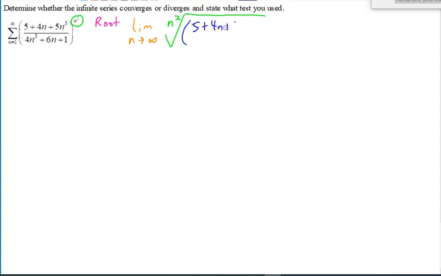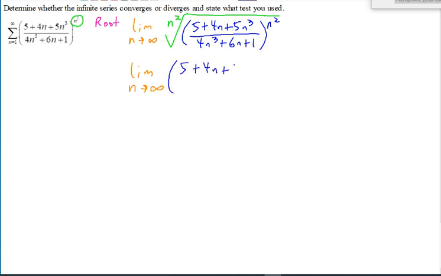5 plus 4n plus 5n cubed over 4n cubed plus 6n plus 1 to the n squared. And again, because we're taking the same root as the exponent, those are going to cancel out. So if n was like 3, for instance, this would be 3 squared, this would be to the 9th power, and this would be the 9th root. Whatever it is, if you use the same root as the exponent, it's going to get rid of that. And then it simplifies to be a normal limit, where all we're left with is 5 plus 4n plus 5n cubed over 4n cubed plus 6n plus 1.